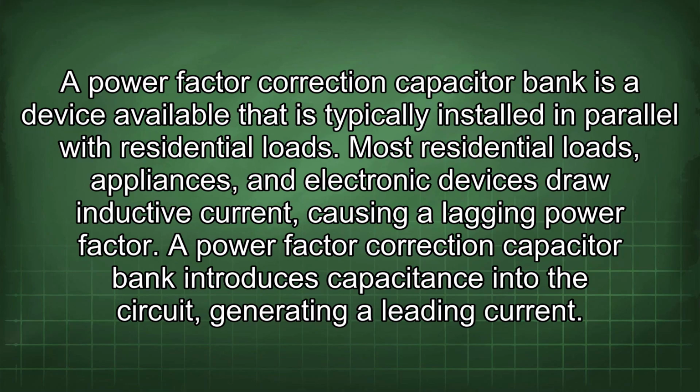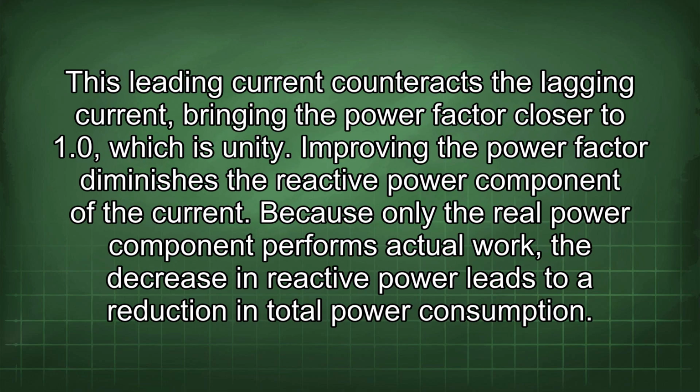A power factor correction capacitor bank is a device that is typically installed in parallel with residential loads. Most residential loads, appliances, and electronic devices draw inductive current, causing a lagging power factor. A power factor correction capacitor bank introduces capacitance into the circuit, generating a leading current. This leading current counteracts the lagging current, bringing the power factor closer to 1.0, which is unity.